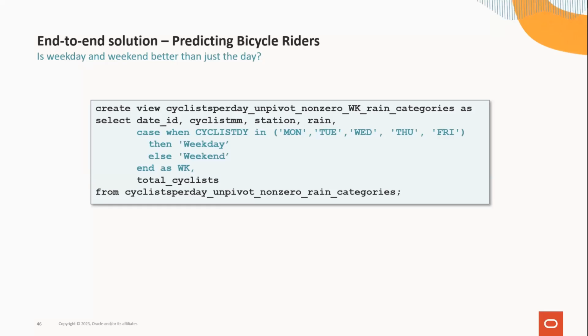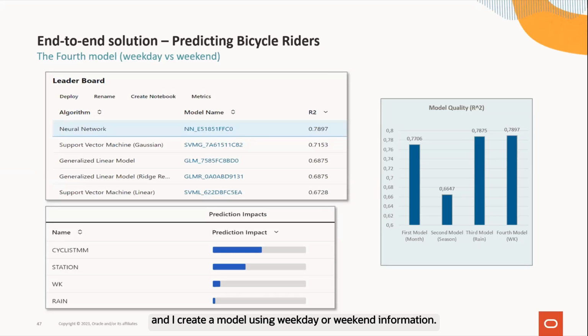What can I do? It seemed to be a good idea to use the idea of using month or season. What about if I use day and weekday, weekend idea? So instead of using days, I use weekday or weekend. So I will set up my data set again, and I create a model using weekday or weekend information. And actually, the model is slightly better than it was before. So this seems to be a good feature for my model, but I'm still not on 0.8. So I need to find something more here.